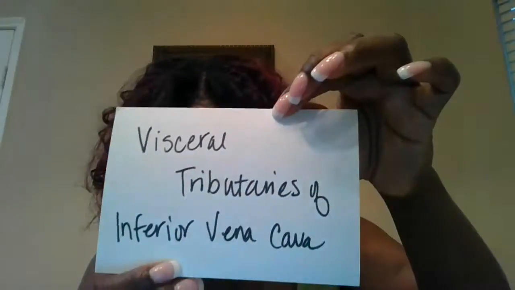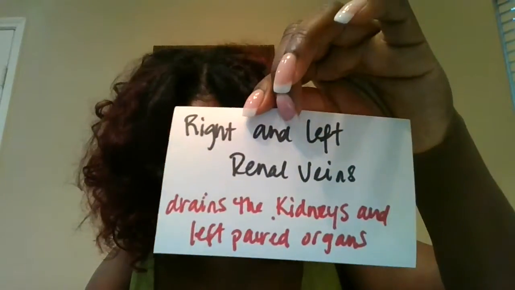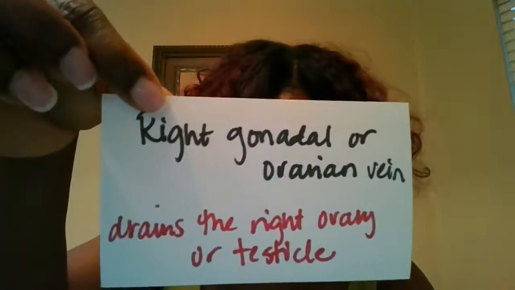And when we talk about the parietal tributaries, you have the lumbar veins, which drain the walls of the lower back, and the inferior phrenic veins, which drain under the side of the diaphragm. Your visceral tributaries of the inferior vena cava include the hepatic veins, and they drain from the hepatic portal system. It includes your right and left renal veins that drain from the kidneys and left part of the organs, your right gonadal or ovarian vein, you see?